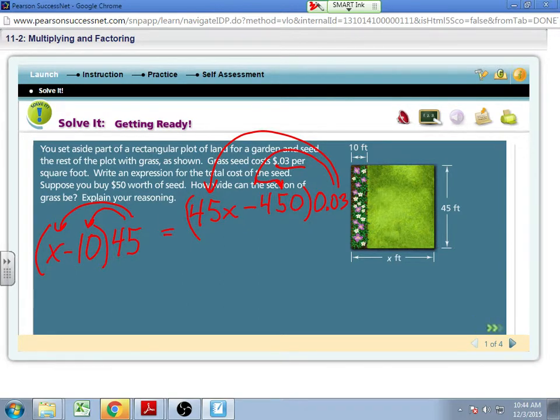Sorry, what'd you get, Ben? 1.35. And then we know, since this is just 10 times, as soon as we know what the x value is, what the entire length of that yard or plot is, then we can find out what the real price is.